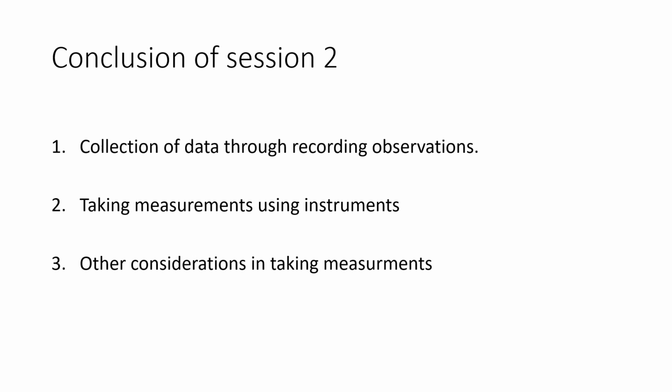In summary, what we have done for session 2 is we have first looked at the different methods of how observations can be recorded. Next, we have also examined the use of instruments to obtain measurements of the respective weather data. We have also looked at the general considerations in ensuring readings taken are accurate, consistent, and valid.